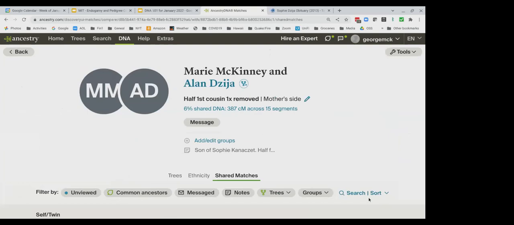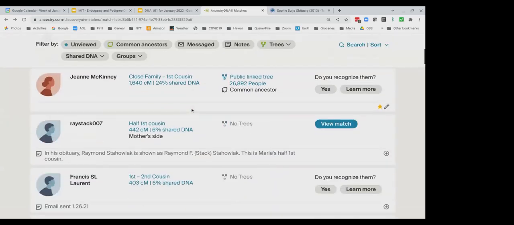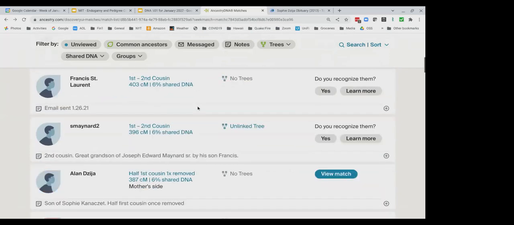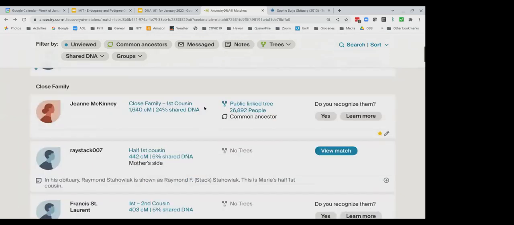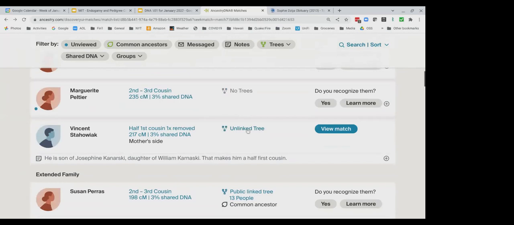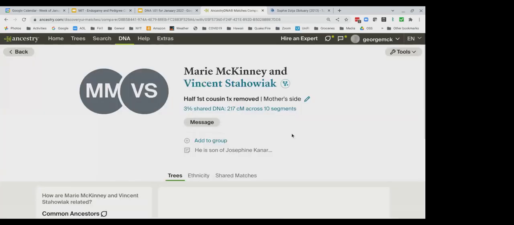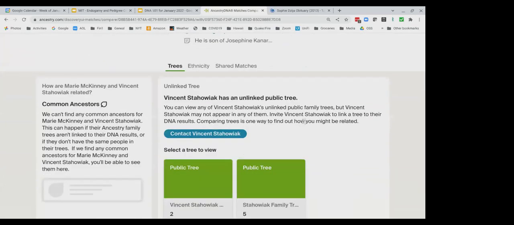All right, now we're going to do one more just to play around for a minute on how we look things up. Okay, I want to go back to one of the Stoyaks. Let's do Vincent. Ray, Francis. I'm looking for, there's Vincent, okay. So he has an unlinked tree. So I'm going to click on his name. Okay. I can view his unlinked tree.